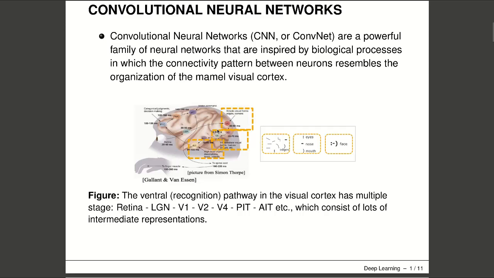Here, it has different stages. At the first stage, we learn simple visual features such as edges and corners. And in V2 and V4, we learn intermediate visual features such as groups of features. And then in AIT and PIT, after 100 milliseconds, we know a high-level abstraction of the object.